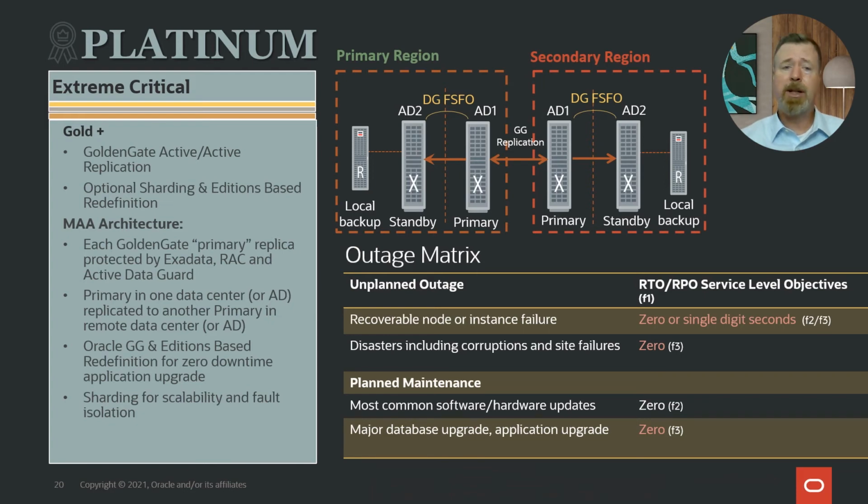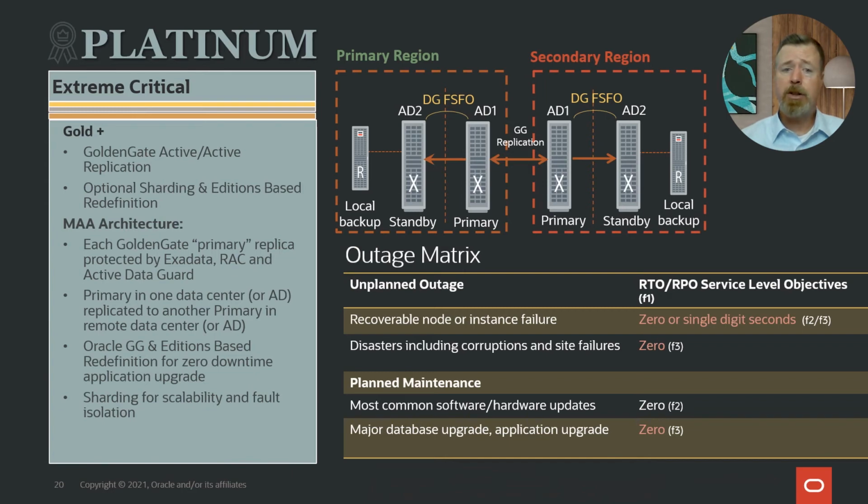Now, Golden Gate's not the only technology in the Platinum MAA tier. We also have sharding and we have edition-based redefinition. So sharding is horizontal partitioning. It provides different shards, each a database instance of its own, which could have RAC and Active Data Guard applied to it. You essentially have the same columns in each one of these shards, but the rows might be different depending upon a sharding key. So you're isolating the data, so you have basically a fault isolation between them. You could also distribute the data geographically. If some data has to stay in certain regions, you have that capability with sharding. And it provides a huge benefit to scalability as well.